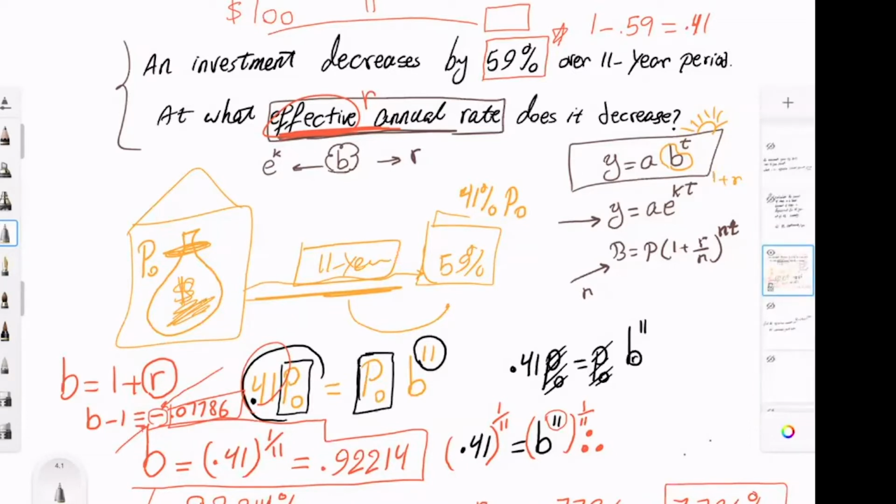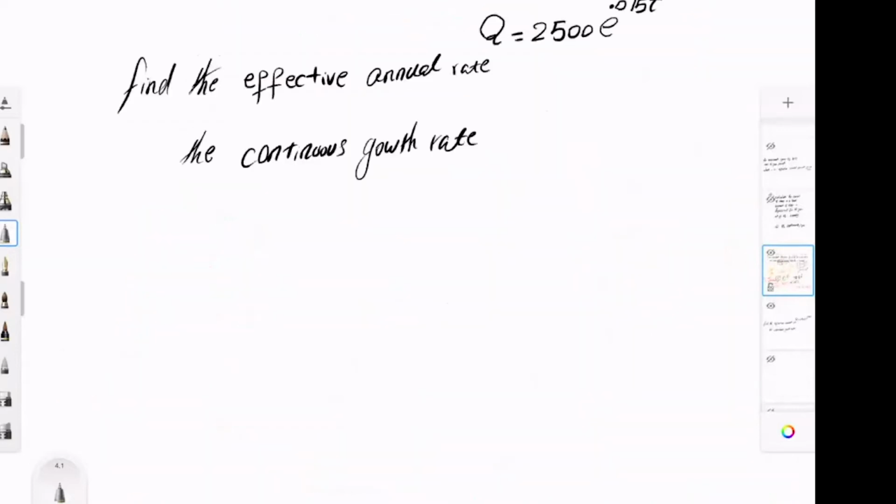Let's have another one. So effective. What we learn is we have to pick the correct formula. If they say effective, when you see the word effective, then we are looking for R. Now I give you guys a formula. Q equal to, let's say this is a formula for some investments. What is the effective annual rate? What is the continuous growth rate?